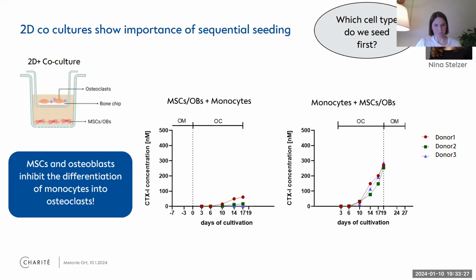This is also a nice way to just show cell-to-cell interaction, and osteoclasts need bone, right? So she added little bone chips. This was a pretty nice experiment, and now we know a little bit better in what sequence we have to start our chip.